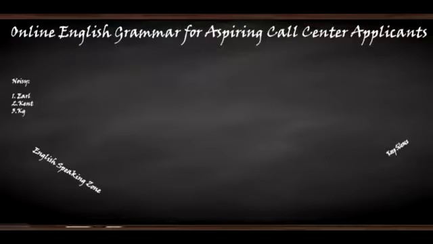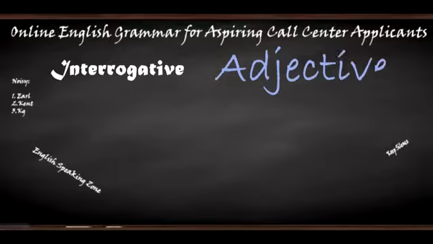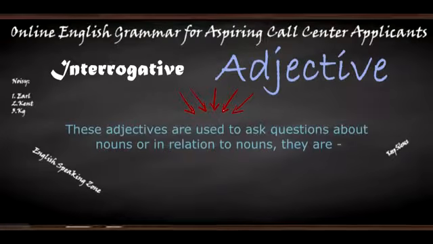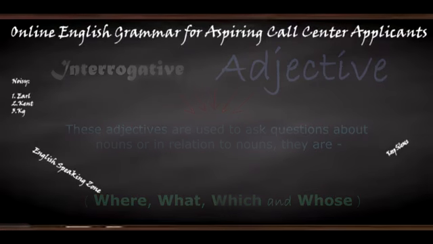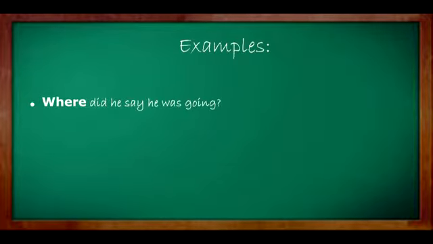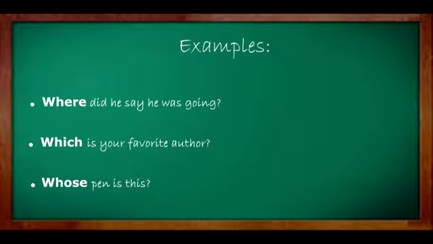Fifth category: interrogative adjectives. These adjectives are used to ask questions about nouns or in relation to nouns. Examples: where did he say he was going? Which is your favorite author? Whose pen is this?